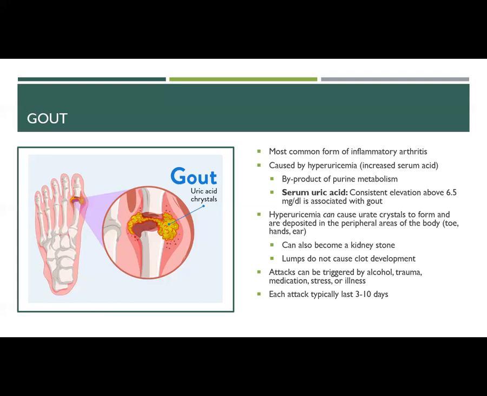Increased uric acid can cause urate crystals to form and be deposited in the peripheral areas of the body. So you'll see that on the toes, hands, and ears. It can also become kidney stones. And the thing about it is they've got these little uric acid crystals. The one good thing is they do not cause clot development. So they mostly just kind of hang out here. They can be triggered by alcohol, trauma, medication, stress, or illness. And each attack typically lasts 3 to 10 days.